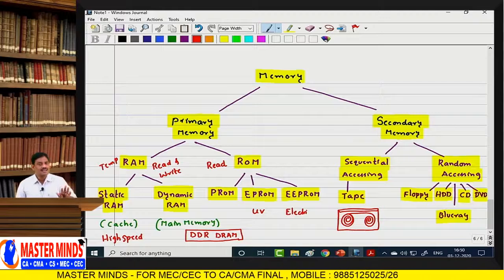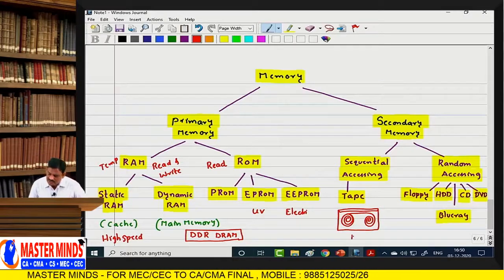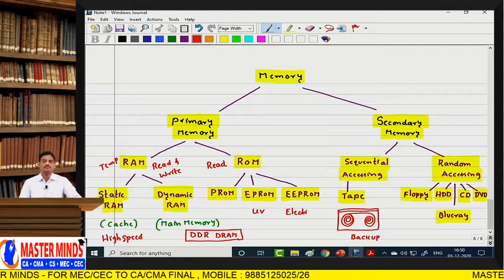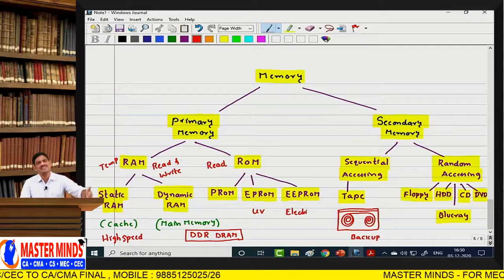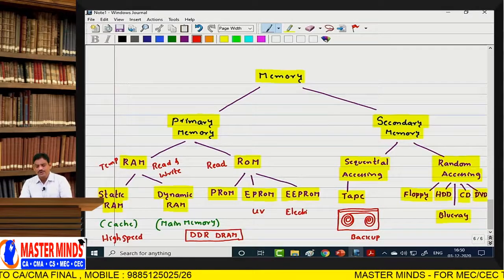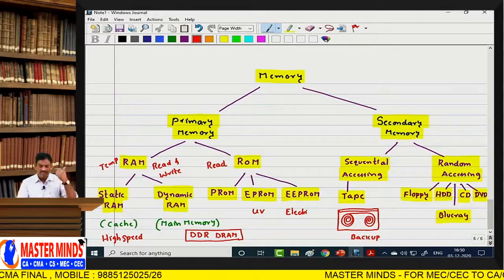Here, magnetic tape is commonly used for maintenance of backup. Whenever there exists a failure, in order to recover the system from the failure, we use magnetic tape.